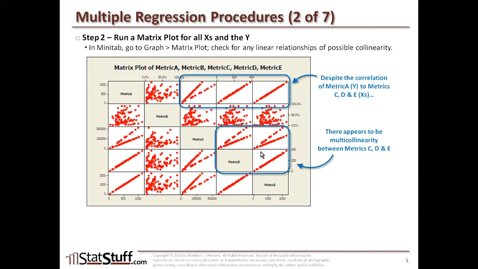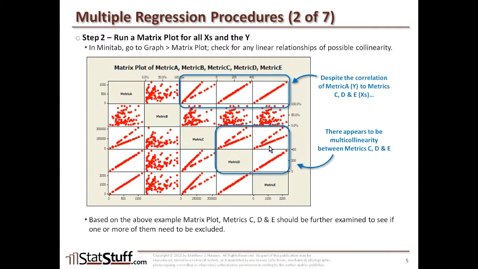However, we would see down here that there could be some multicollinearity between metrics C, D, and E. Again, this is because metric A is our y, and metrics C, D, and E are actually x factors. Because we can see some relationship among them, that suggests there probably is some multicollinearity between them. So based on this example, we would say that we need to dig a little bit further into at least metrics C, D, and E to see if one or more of them needs to be excluded because of some interdependency or interrelationship between them.